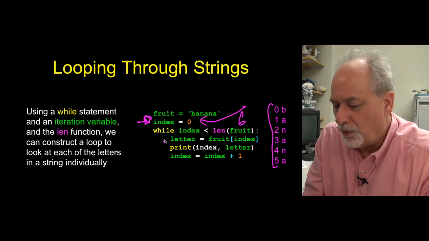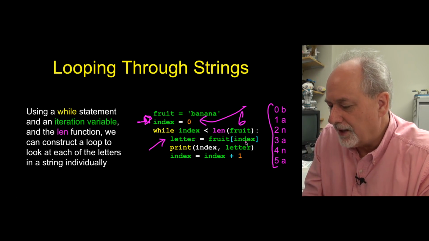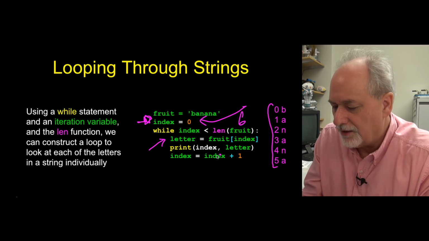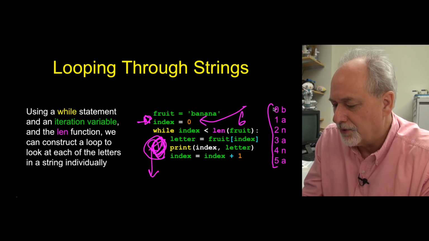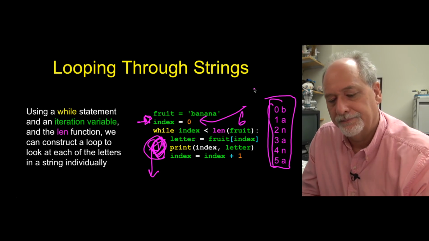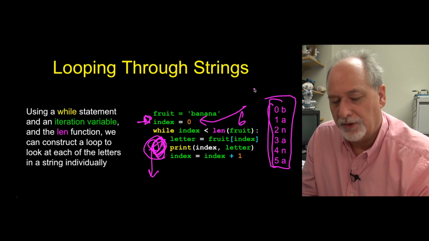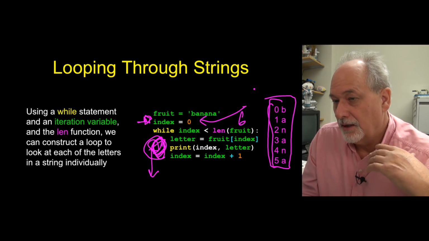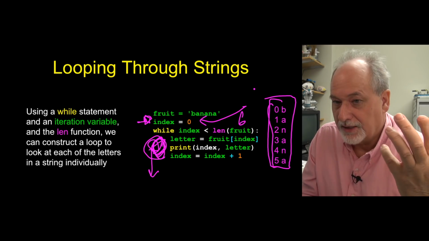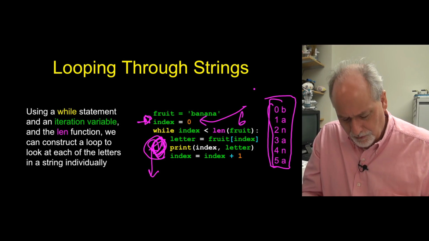And then we can look up one at a time, pull out fruit sub index, so fruit sub 0, fruit sub 1, 2, 3, 4, 5, and then print out the position and the letter at index, and then add 1 to index, and it runs. This will run 6 times, 0 through 5, and out we go to produce this output right here. And so that's one way of looping through strings. That is a basic indeterminate loop, but we construct carefully an iteration value, and work our way through that loop data.